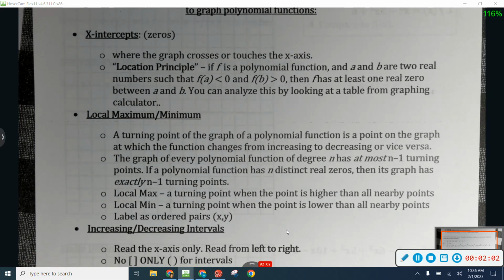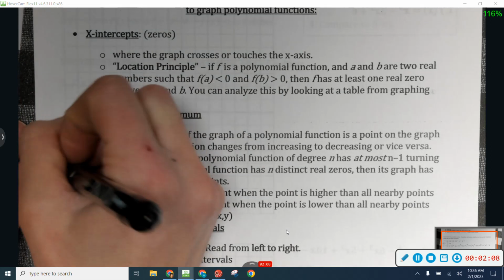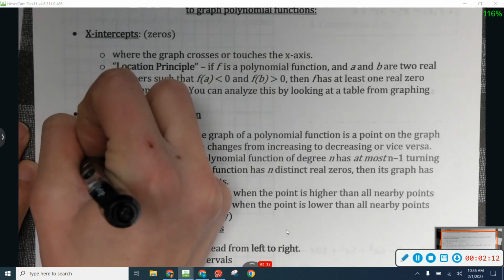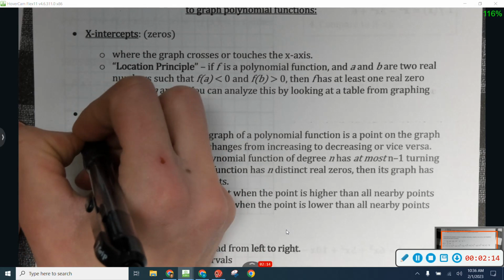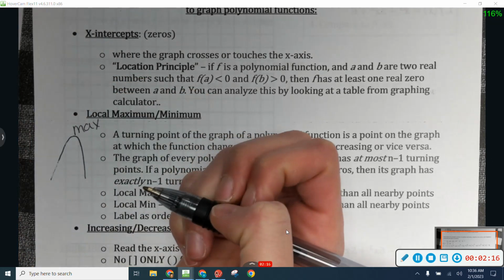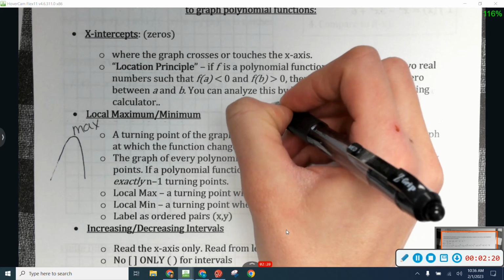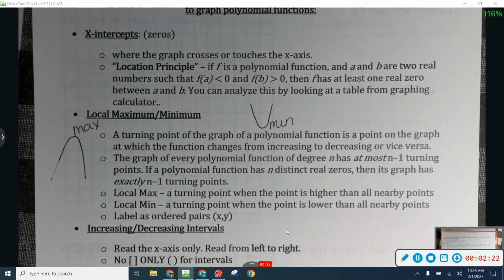So for you to have a maximum or a minimum, you would have to change direction completely. So for a maximum, I would have to increase and then all of a sudden go right back down and decrease. That would be my max. Okay, for a minimum, I'd be decreasing, then all of a sudden go back up to increasing. So that would be my min. So I have a complete change in direction. Okay.